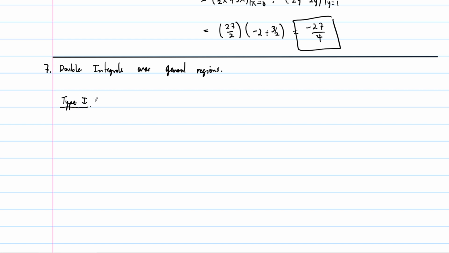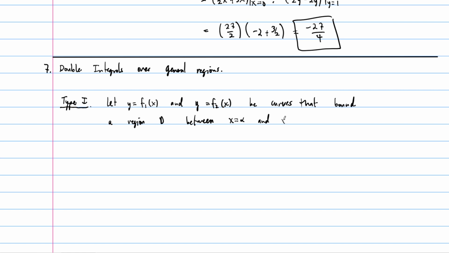The first one, the type 1 regions, are going to be regions that are bounded between two curves in the y direction. Let y equal f1 of x, I said the x direction, I meant the y direction, and y equal f2 of x. Let these be curves that bound a region D in the y direction, between x equals alpha and x equals beta.